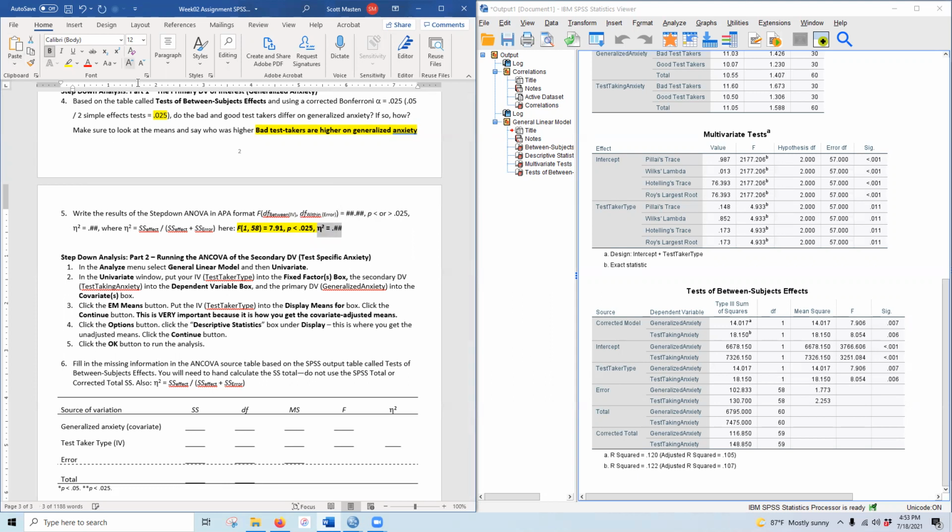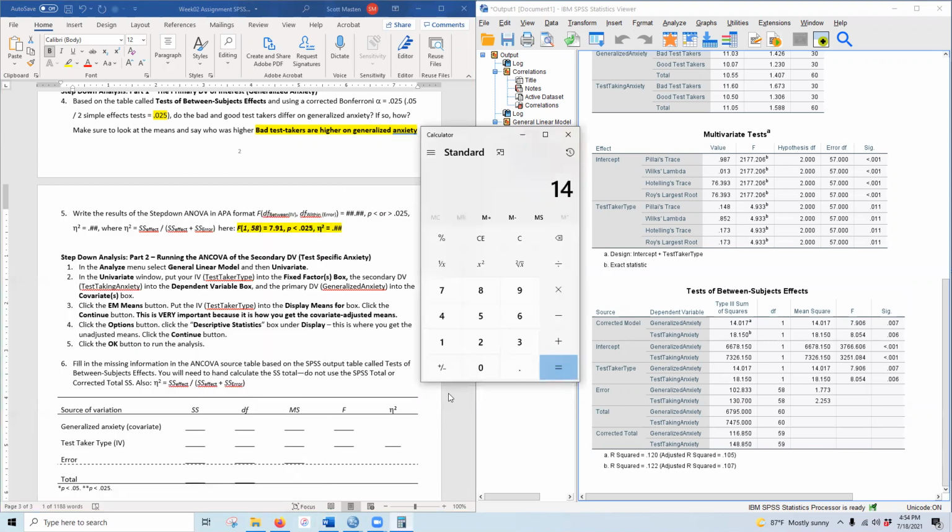So I give you the formula here because, you know, I don't have these things memorized for everything either. So just to let you know, it's the sum of squares for the effect divided by the sum of squares of the effect plus the sum of squares of error. So the first thing we got to get is that sum of squares of effect plus sum of squares of error. So sum of squares for our effect was 14.017. So let's get that. 14.017 right there. Error is 102.833. So plus 102.833, I get 116.85.